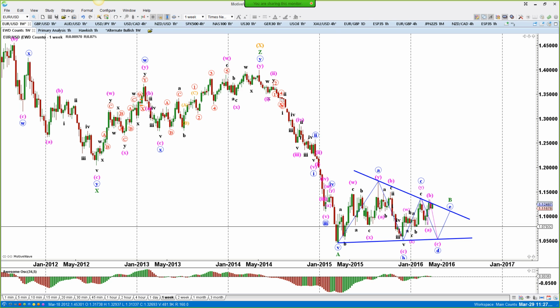Usually these sideways corrective structures happen during fundamentals. The world is changing. We have a lot of information. From one side, the ECB was decreasing the rates. The Fed increased the rates in December. So a lot of information, and that's why we're seeing these markets and this indecision.